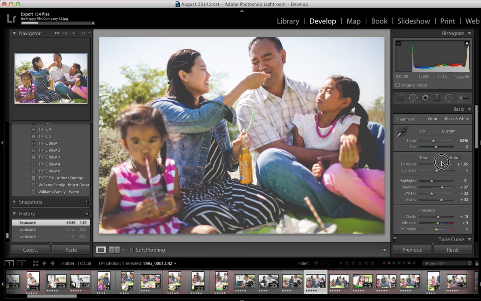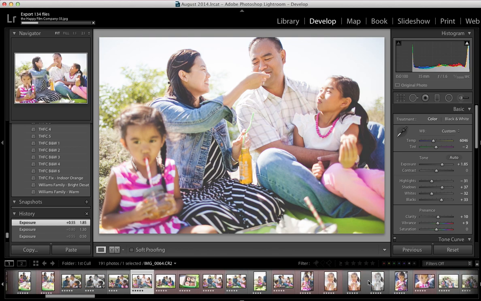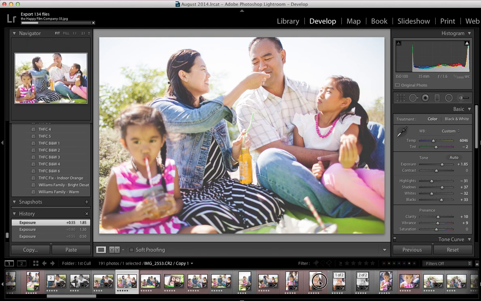And then let's take it up too high. So there, that's getting too high because now skin is blowing out. They look like they're glowing, like vampires or something. So you have to kind of find that sweet spot. I think it's right about there. Okay. Same thing here.